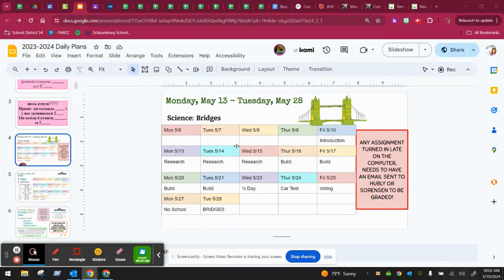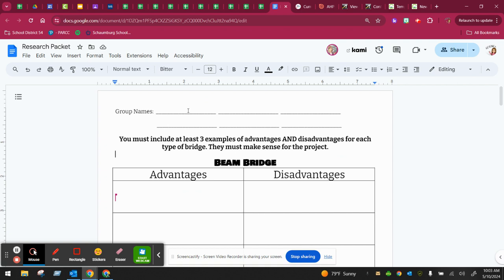As I told you all on Friday, I am not here today. You are going to be working on your research for your bridges. Each member of your group should receive a research packet. At the top of your research packet, you're going to list your name first. Then you're going to list each individual group member, so that way we know all the members of your group.